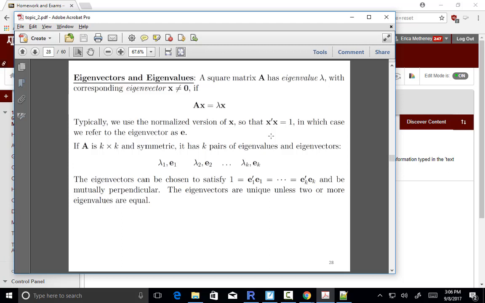Several slides back we defined what the length of a vector is. Basically, it's the square root of the inner product of it with itself. So these are normalized versions of eigenvectors. Typically, we'll refer to a normalized version of an eigenvector as E. That's the notation we will use. So in the notes that follow, when we continue over and over again to talk about eigenvalues and eigenvectors, I'll use this kind of notation. We have one pair for every variable, and the first pair is given by lambda 1, E1. Lambda 1 is the eigenvalue, E1 is the standardized eigenvector.